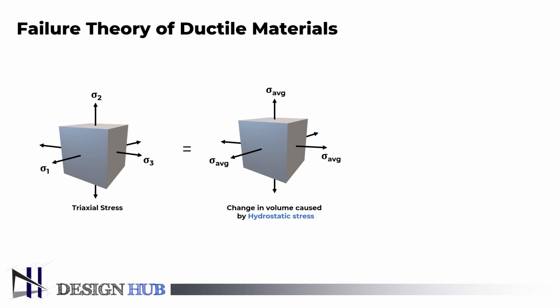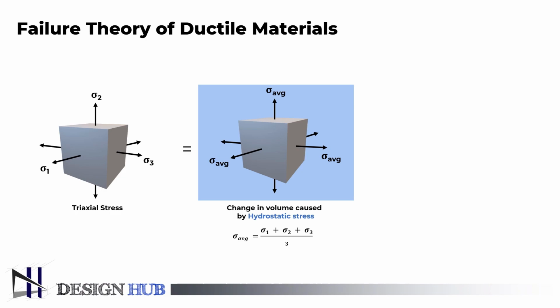Because they act on an object submerged in liquid, hydrostatic stresses are defined as stresses that result in a volume change. There are never any shear stresses in a hydrostatic stress setup, and the three main stresses are always equal. The hydrostatic component for a triaxial stress condition can be calculated as the sum of the three main stresses.